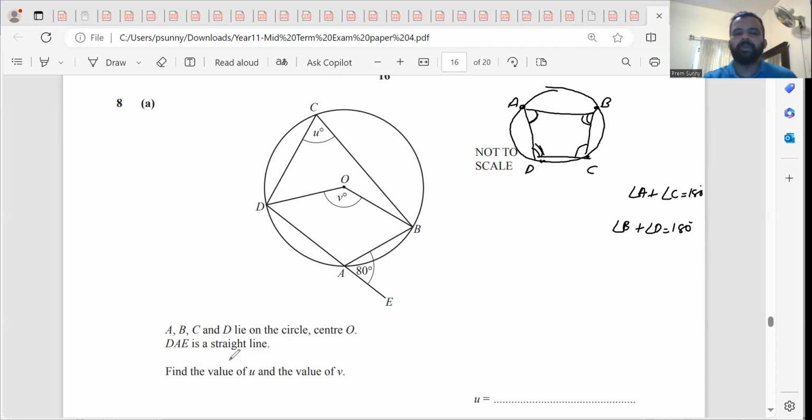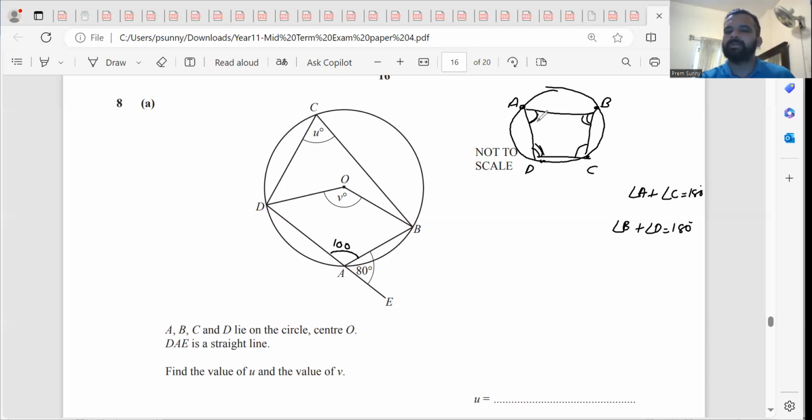Now, it's also mentioned that DAE is a straight line. We know that if it is a straight line, then the angles formed on the straight line will always add up to give you 180 degrees. So if this angle over here is 80, this part of the angle should be 100. So 100 plus 80 will give me 180.